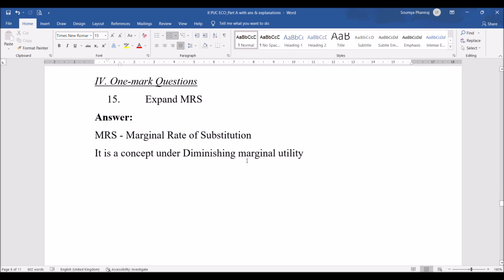Expand MRS. Marginal rate of substitution is the answer. This is a concept under diminishing marginal utility.